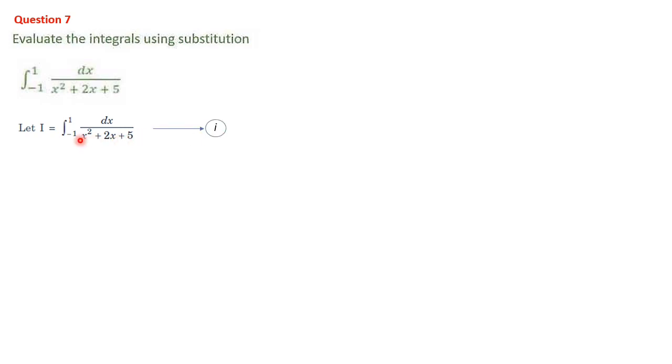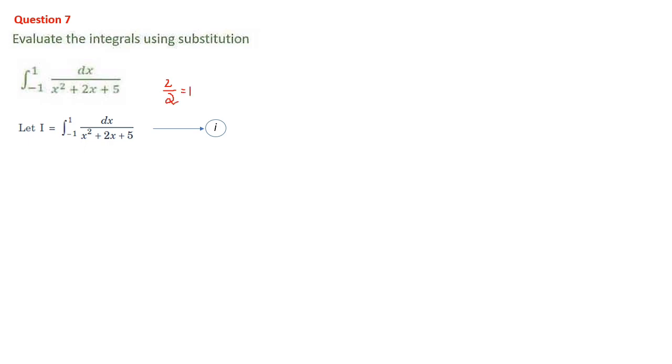When you notice the denominator, the coefficient of x square is 1. So first you have to factorize this using the completing the square method. Since the coefficient of x square is 1, we have to take b by 2a. Here b is 2. So b by 2a: 2 divided by 2 is 1.